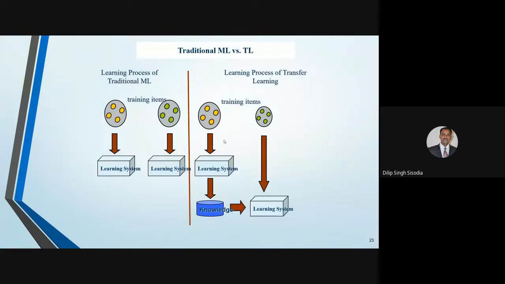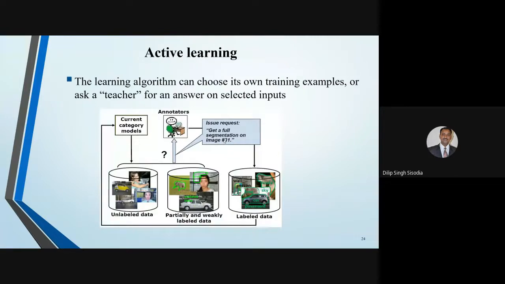So you can see how this learning is different from our traditional machine learning. Active learning: the learning algorithm can choose its own training examples or ask a teacher for an answer on selected inputs.